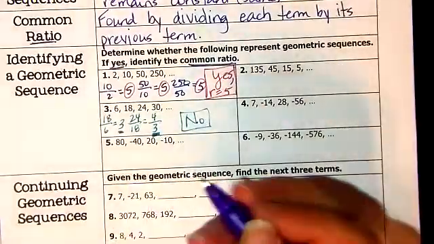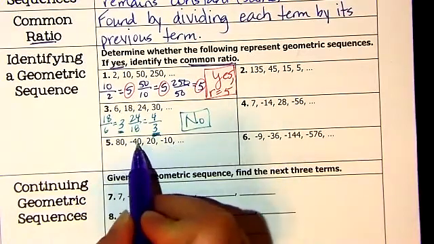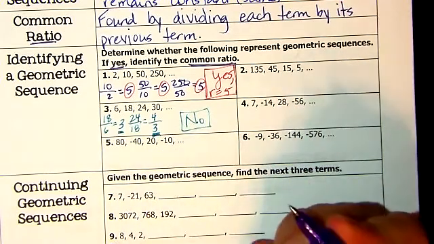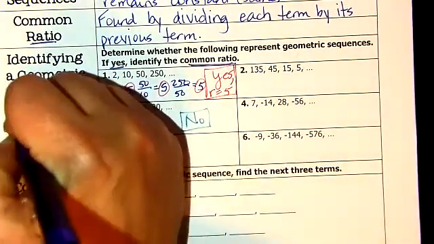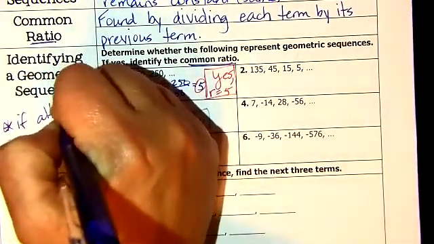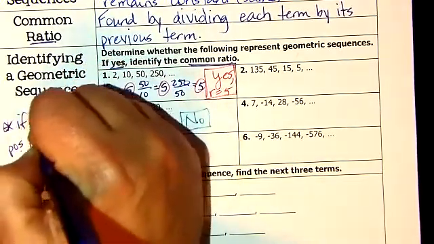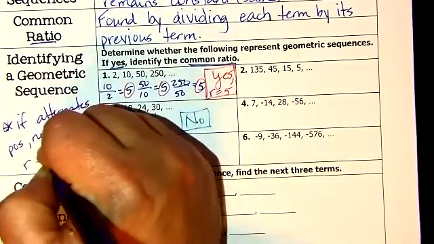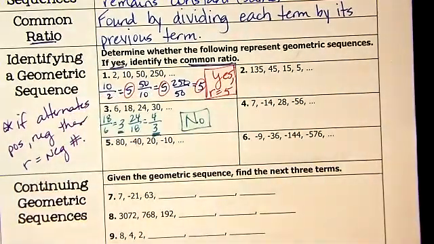Number 5. One thing that I do notice is that it alternates positive, negative, positive, negative. If it alternates positive, negative, I know right off that my ratio would be negative. So if it alternates positive, negative, then R equals a negative number. If it's a geometric sequence, we got to find that out first.